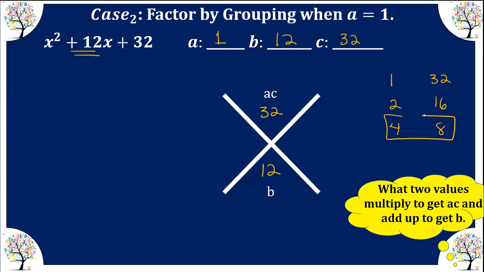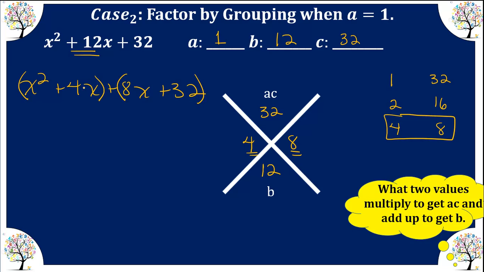We have to use 4 and 8. 4 times 8 is 32, and 4 plus 8 is 12. So 4 and 8 are the two numbers we're going to use to split the middle term. Again, we have 4 terms, which allows us to group our first 2 terms and our last 2 terms. That is step 1, we found the two numbers to split the middle. Step 2, we grouped the first 2 terms and the last 2 terms.